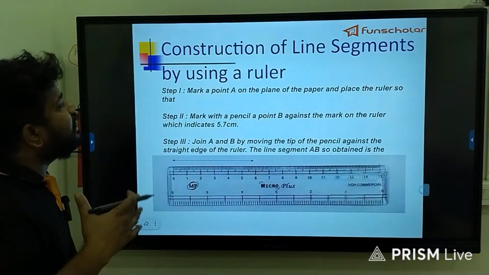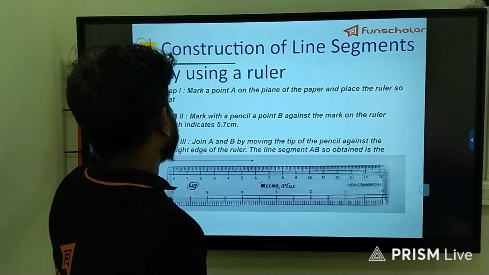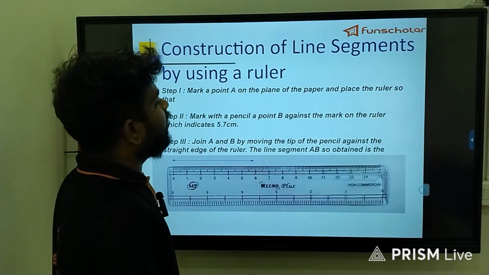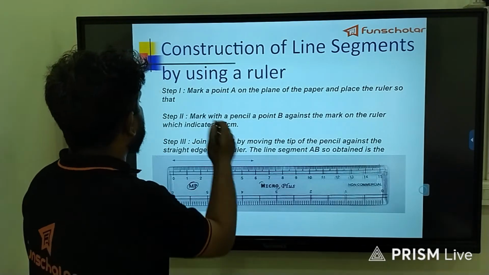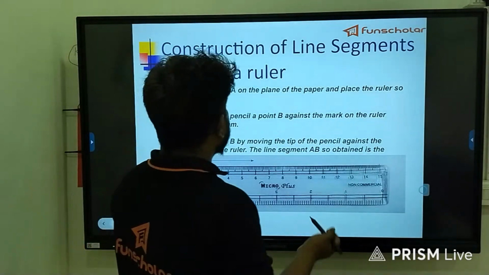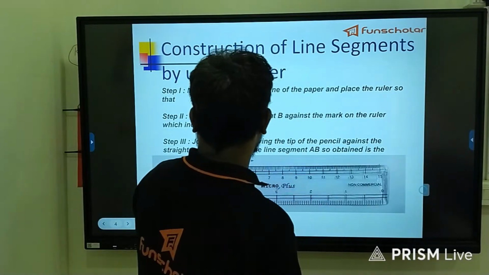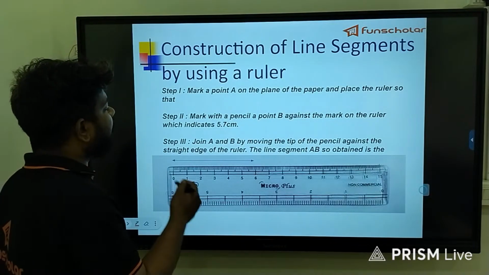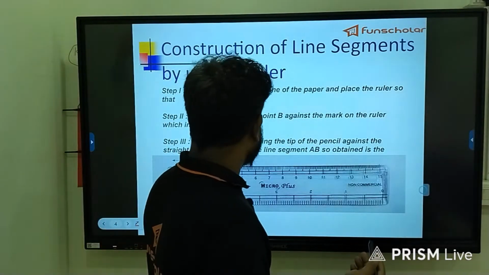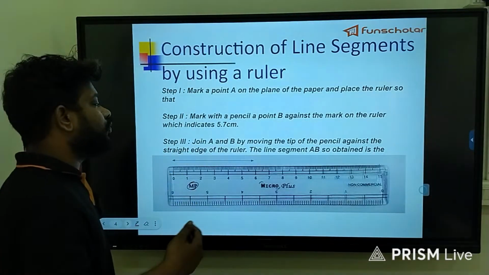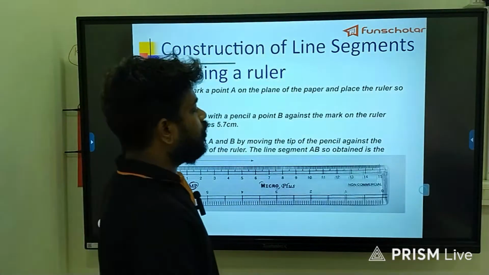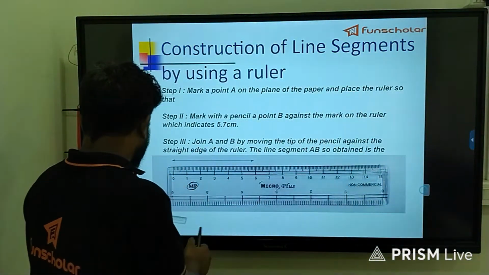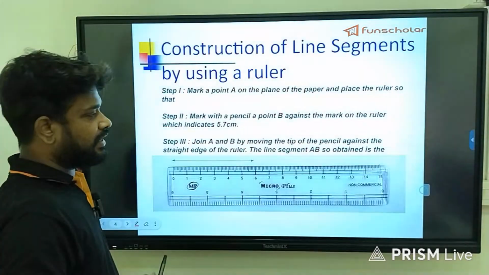Now, construction of a line segment by using a ruler. Step 1, mark a point A on the plane of the paper and place the ruler so that. Step 2, mark with a pencil a point B against the mark on the ruler which indicates 5.7 cm. Step 3, join A and B by moving the tip of the pencil against the straight edge of the ruler, the line segment AB so obtained is the. Okay, so we are going to draw 5.6 centimeter.